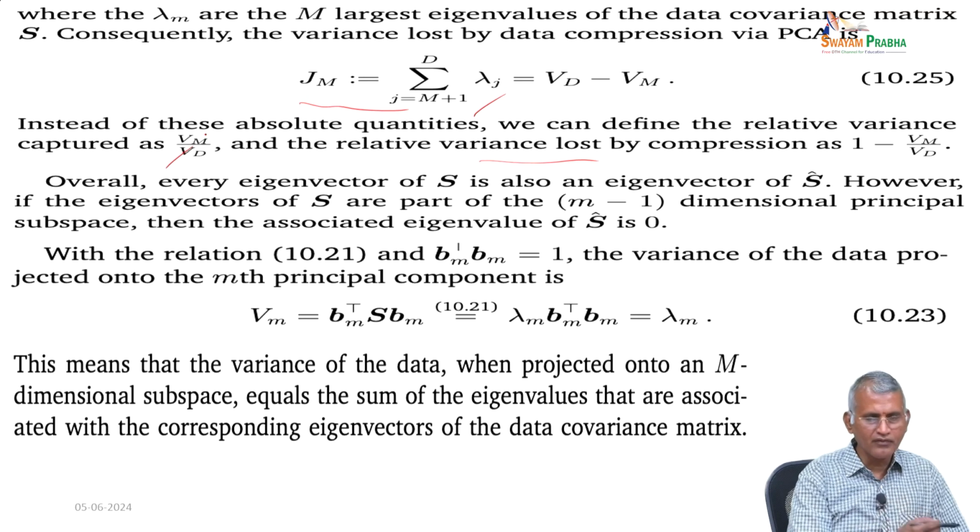So, overall every eigenvector of S is also an eigenvector of S bar. However, if the eigenvectors of S are part of the m minus 1 dimensional principal subspace, then the associated eigenvalue of S bar is 0.